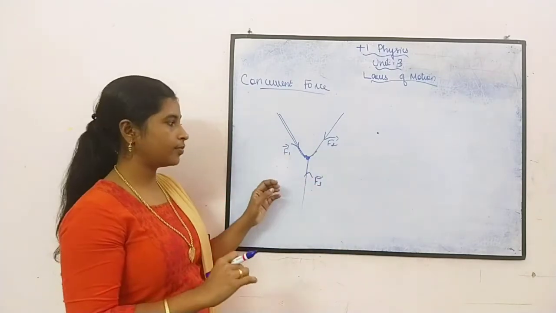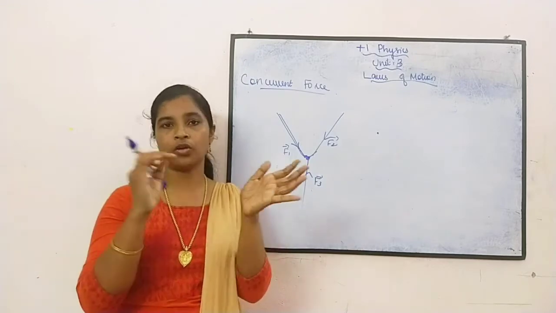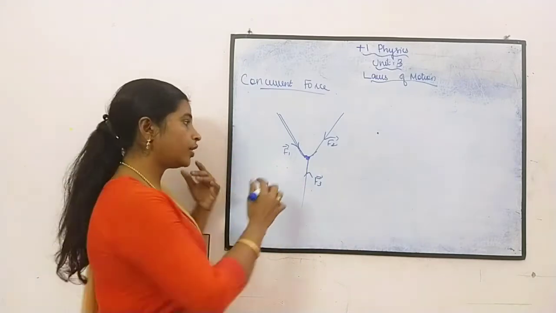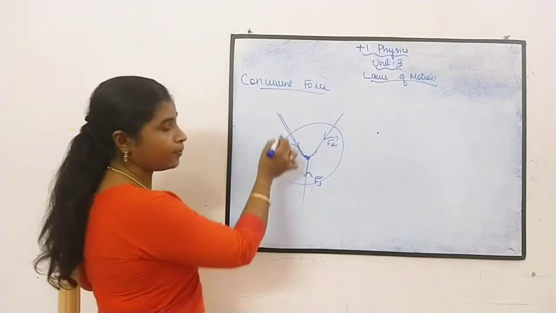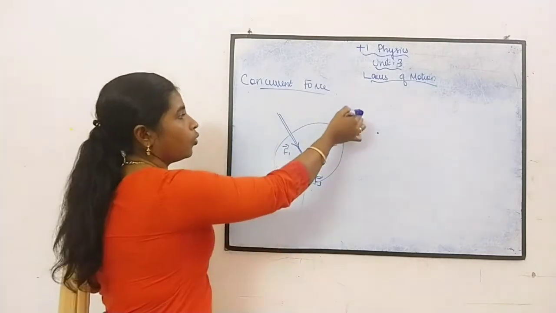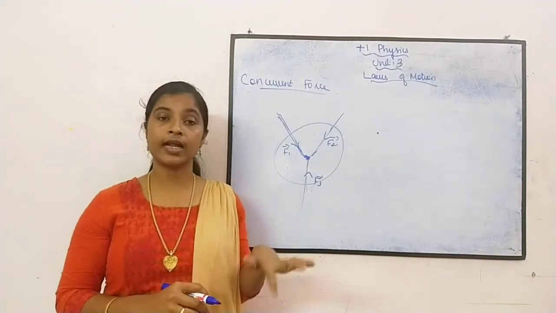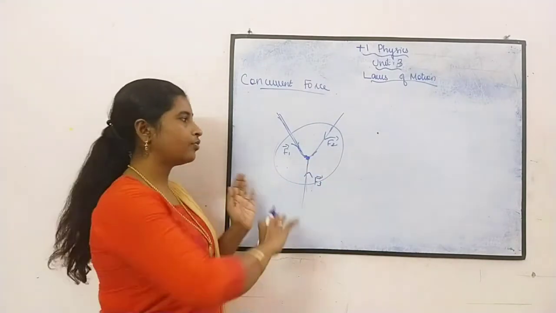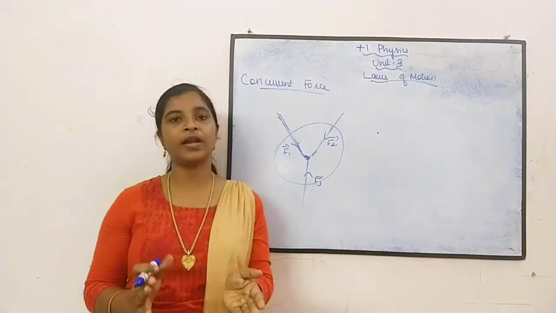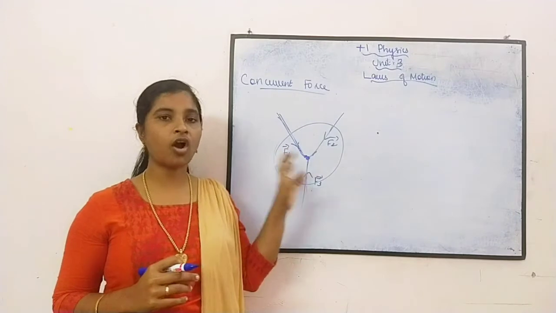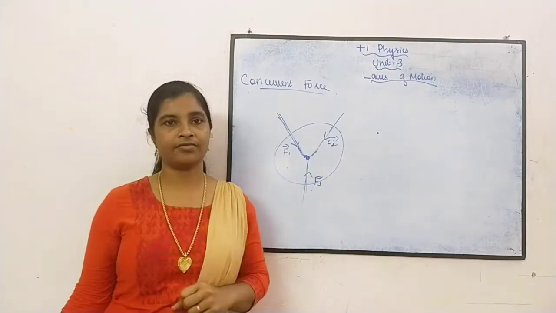Concurrent force is nothing but all the forces acting at a particular point. Then if all the forces are in the same plane, we will call that force concurrent and coplanar force. If all the forces are acting in the same plane, it is called coplanar force. If it is acting at a common point, it is called concurrent force.